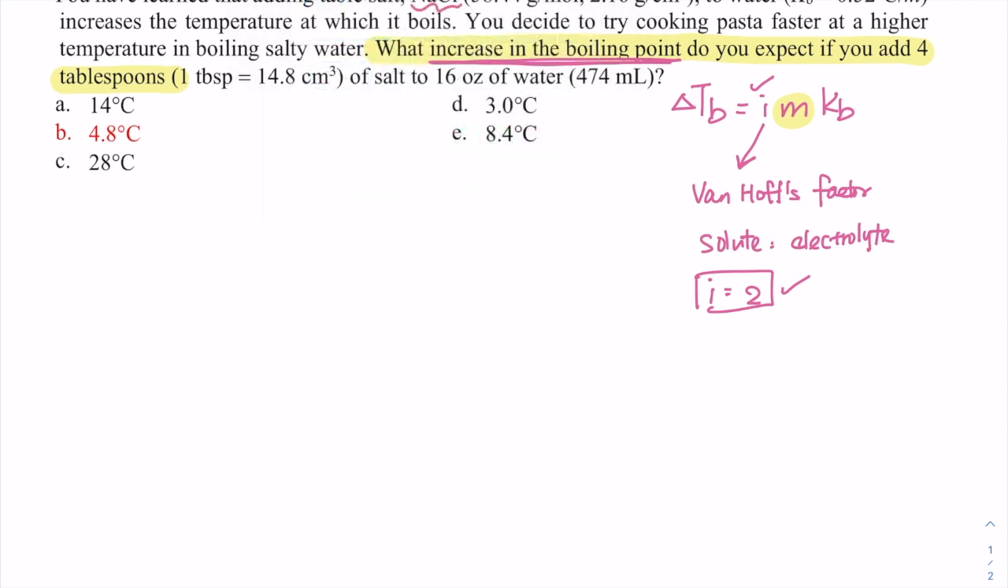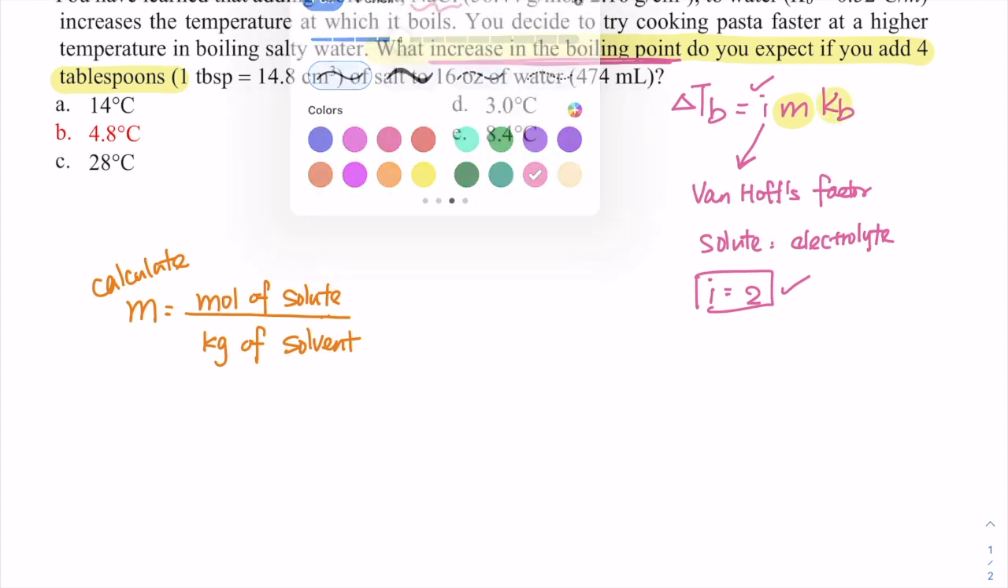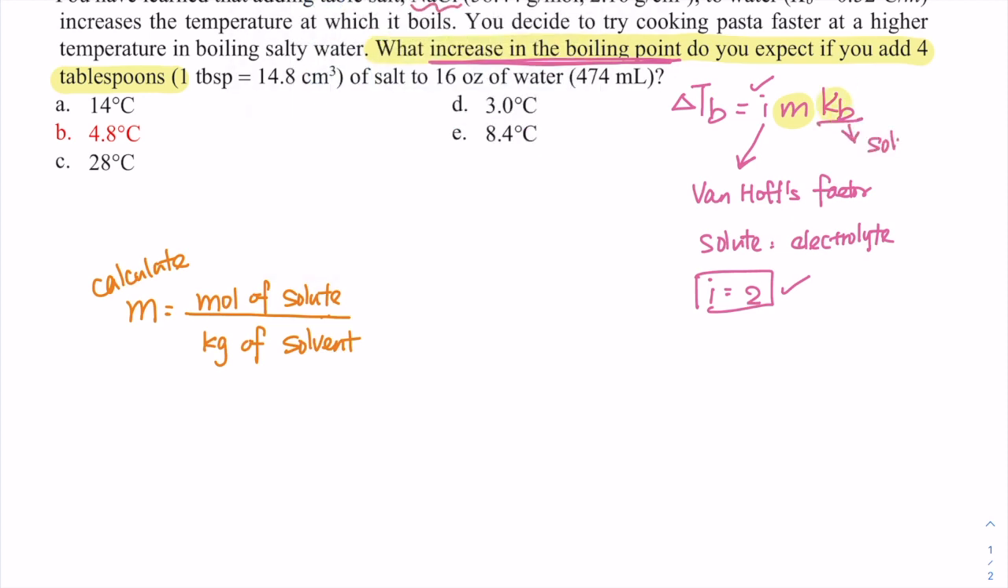And molality. Molality should be calculated using moles of solute over kilograms of the solvent. Molality itself is not directly given in the question, so clearly we need to calculate it. Now KB is the constant for the solvent, which is given in the question. So, as we anticipated, we'll have to calculate molality.